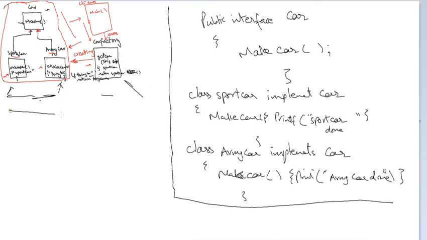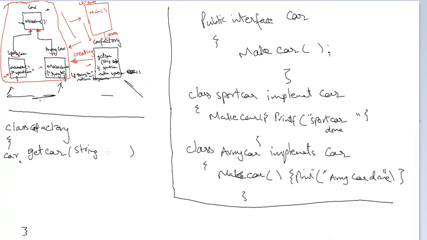Let's create our factory class here. Class car factory. So this class factory has a function called get car, which returns an object, a class object called car, and it has a string passed to it, which will be which car, string car name, let's say. So we can pass sports car to it and army car to it.